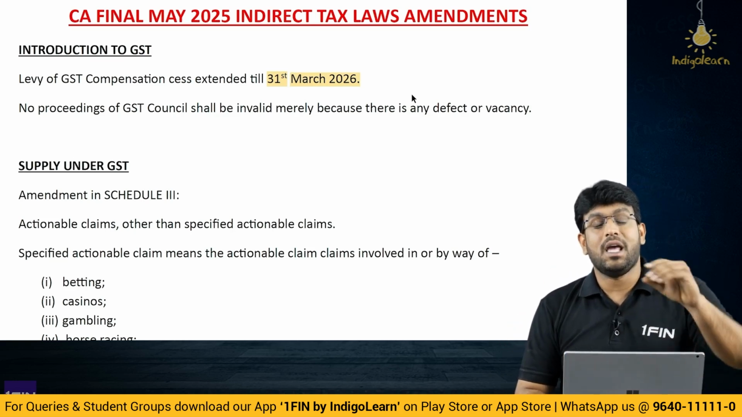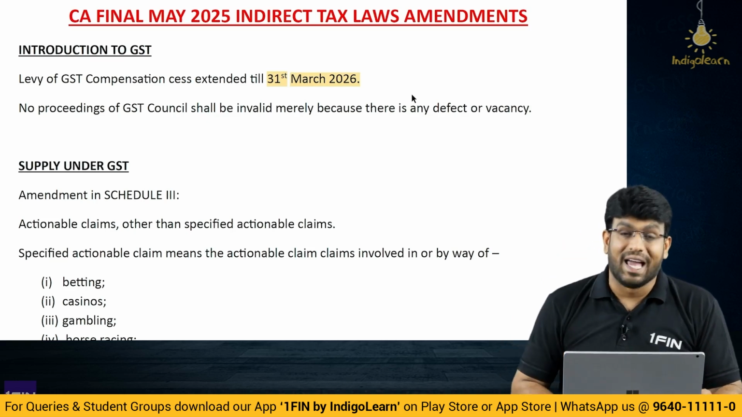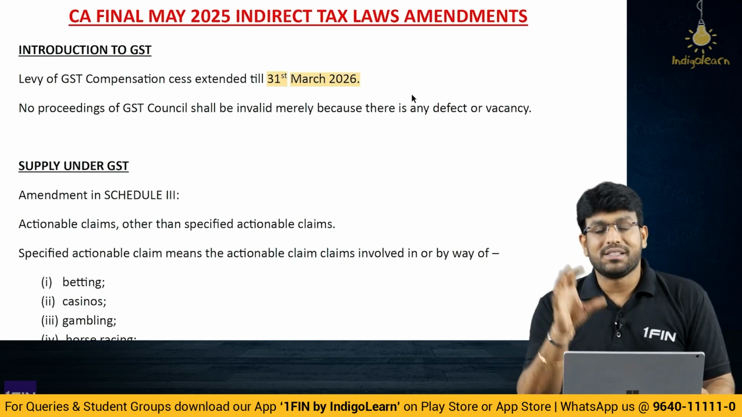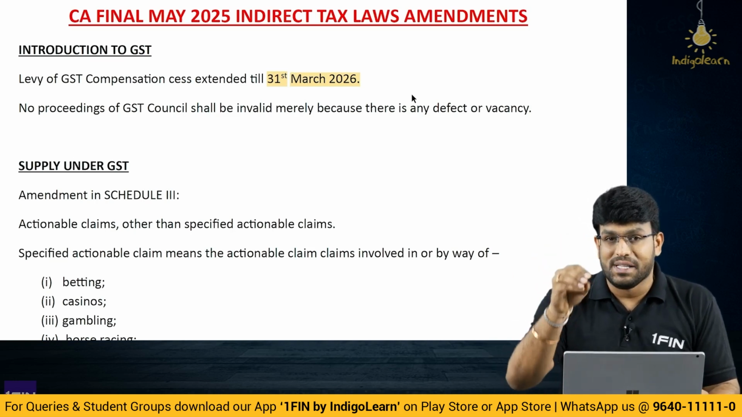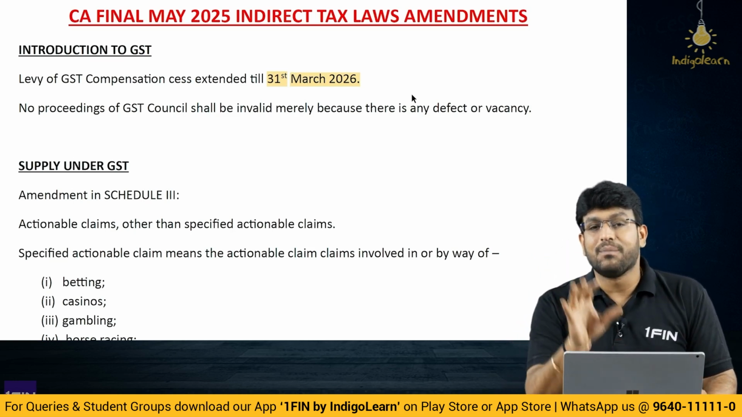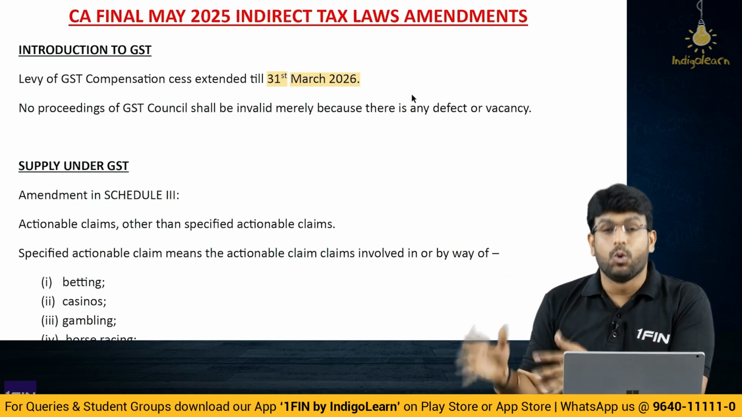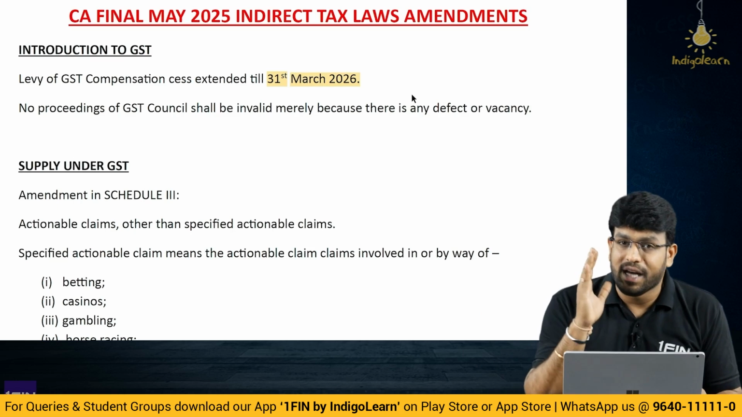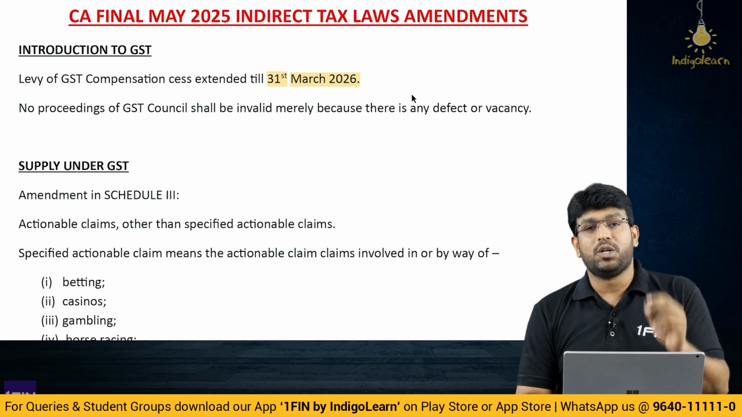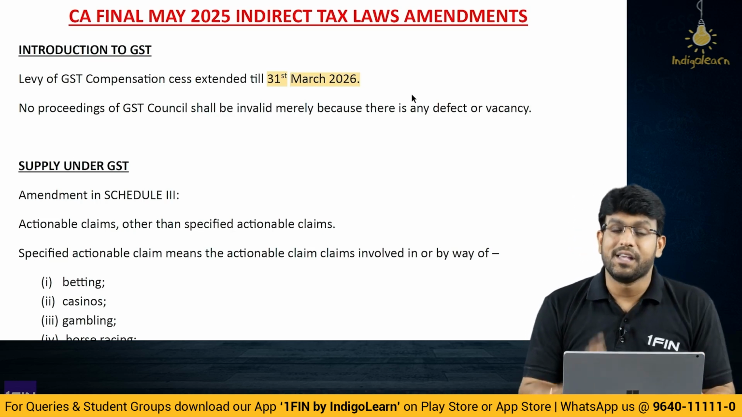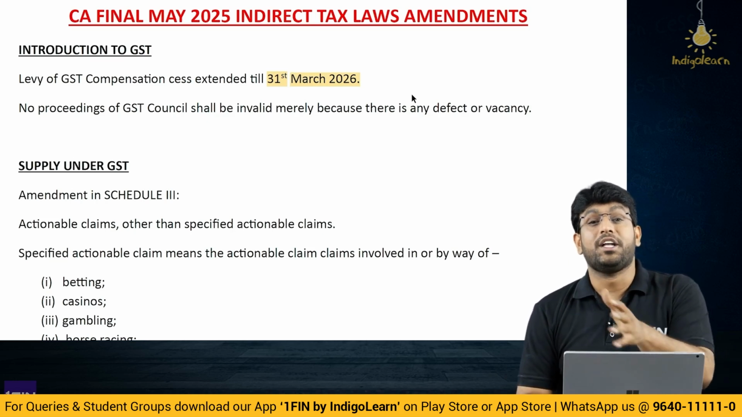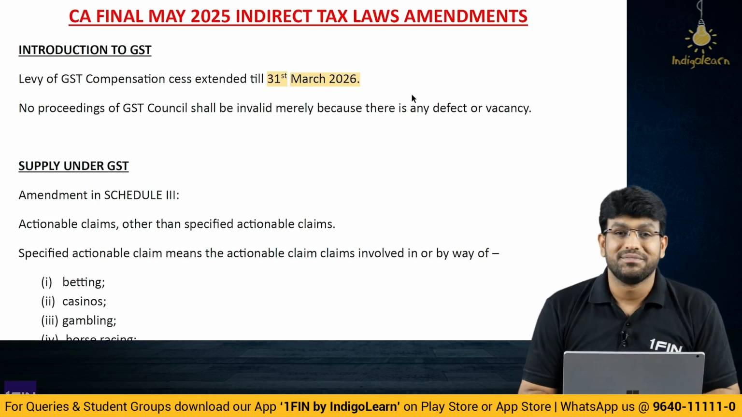In order to compensate these states who have lost revenue on account of the introduction of GST, the government has introduced GST compensation cess on some products like tobacco, motor cars, aerated waters. On these kinds of products they have introduced GST compensation cess. It's an additional amount which is being charged over and above tax. And this amount will be used in order to compensate those states who have lost revenue on account of the introduction of GST. Now, initially when this was introduced, they said that this will be in force for a period of 5 years from the introduction of GST. But now they have extended this till 31st March 2026. That is the amendment. Clear?